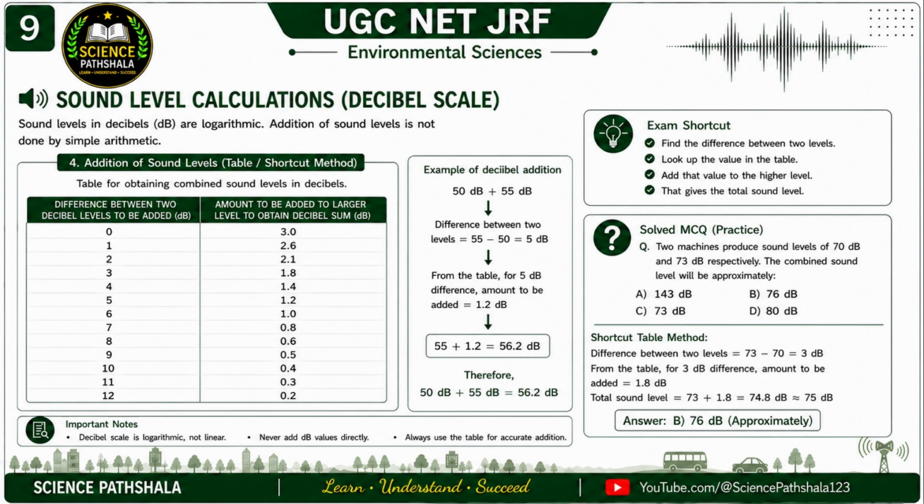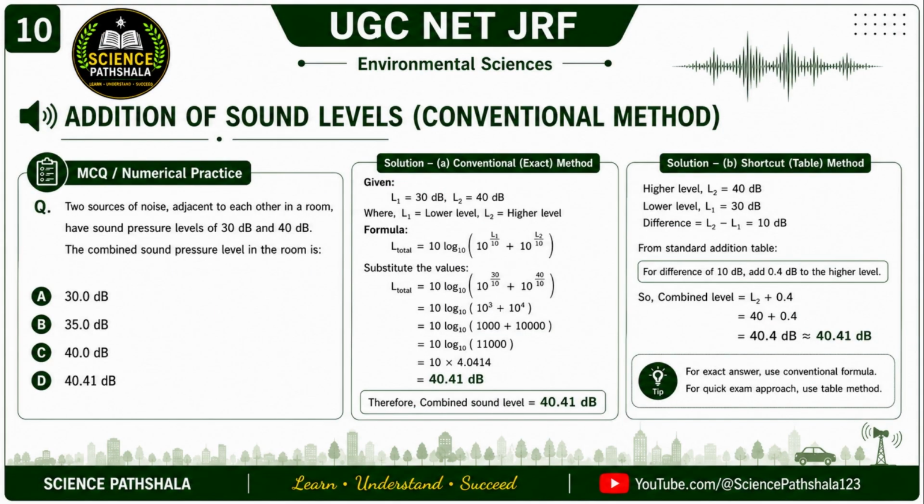From the table, for a 3 dB difference, the amount to be added is 1.8 dB. So we need to add 1.8 dB to 73 dB and the resultant becomes 74.8 dB, that is approximately 75 dB. So this shortcut method saves a lot of time in the examinations. Now next is the conventional method.